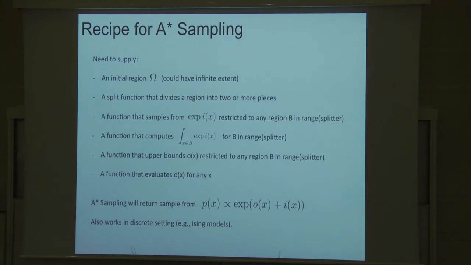Okay, just to lay out what the components are that you need. You have to define this initial region, which could potentially have an infinite extent. You need a strategy for splitting up space. So here it was just regions of space. In general, we've just been playing with hyperrectangles, but maybe you could do something more interesting. You need a function that's able to sample from the proposal distribution restricted to any region that you're going to encounter in your search. You need a function that computes the volume of the exponential of the proposal for any region of space, and then you need to be able to compute these upper bounds. And that's about it. And then from this, you can run this algorithm and you'll get an exact sample.